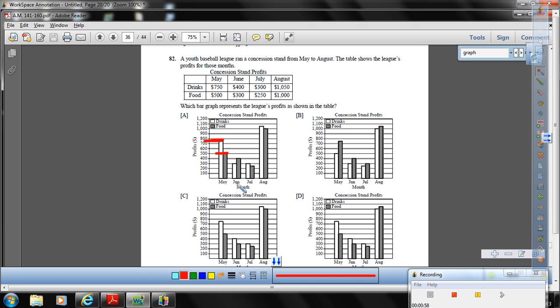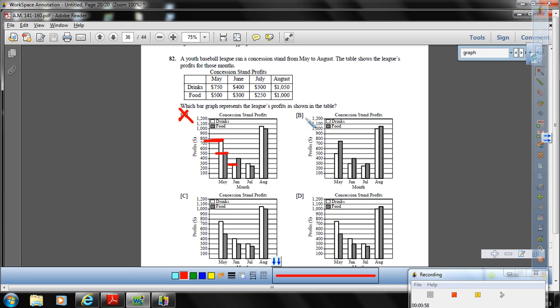Moving on to the month of June. In June, they sold a total of $400 in drinks. We can see that our white line for drinks only goes to $300. So we know that this is definitely not our answer. We can mark off choice A.